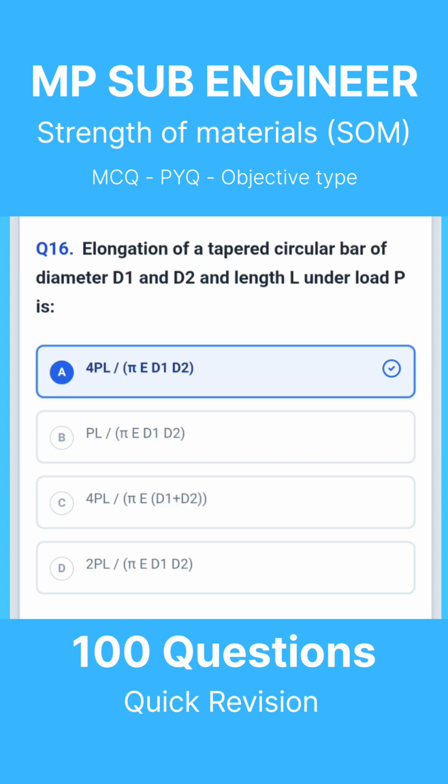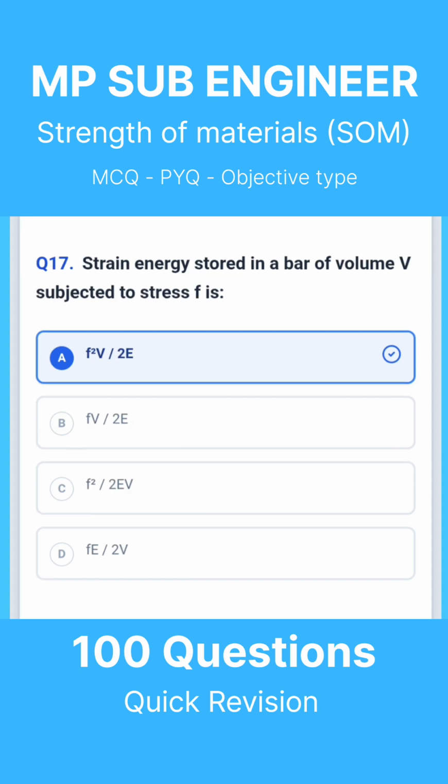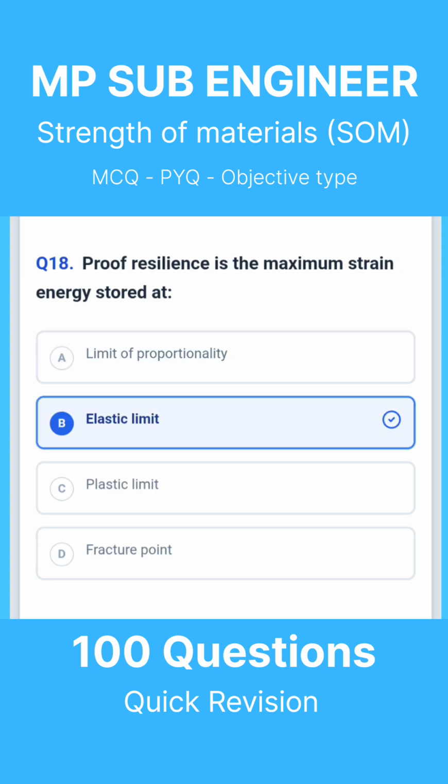Question 16. Elongation of a tapered circular bar of diameter d1 and d2 and length L under load P is. The correct answer is 4PL divided by π E d1 d2. Question 17. Strain energy stored in a bar of volume V subjected to stress f is. The correct answer is f squared V divided by 2E. Question 18. Proof resilience is the maximum strain energy stored at. The correct answer is elastic limit.